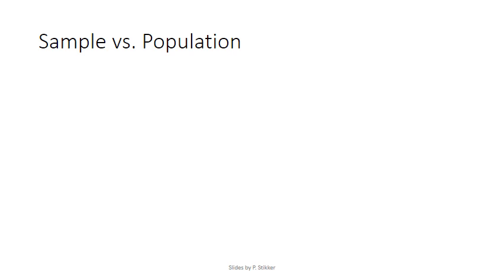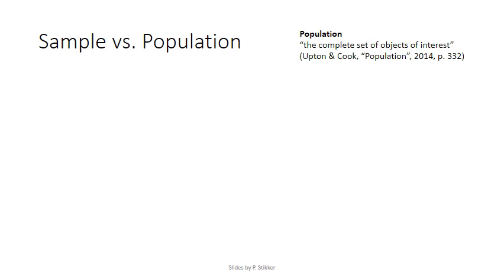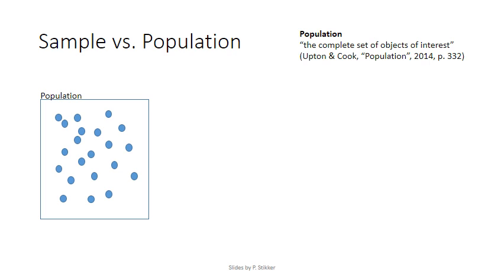It used to be that people tried to actually get everybody they were interested in and their data. Everybody you're interested in is known as the population. It's the complete set of objects of interest. If we visualize a population by circles, then each circle in this case could be a person, a car, or even a date.